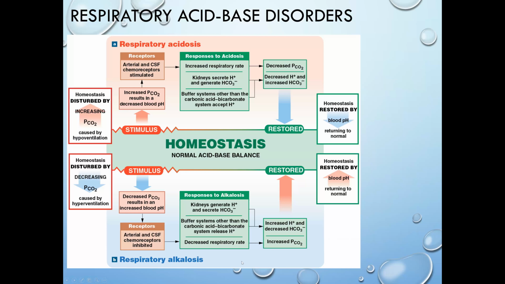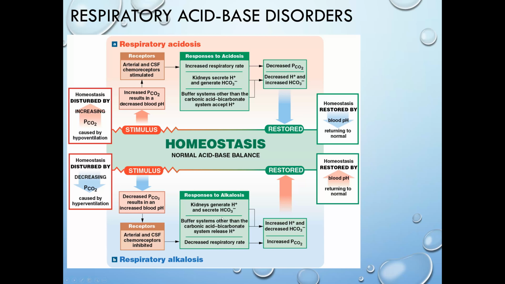The opposite would happen in respiratory alkalosis. You would have hyperventilation. This would decrease your carbon dioxide levels, causing an increase in blood pH. And in this case, we want to decrease our respiratory rate so that we hold on to more carbon dioxide as we make it in all of our cells.